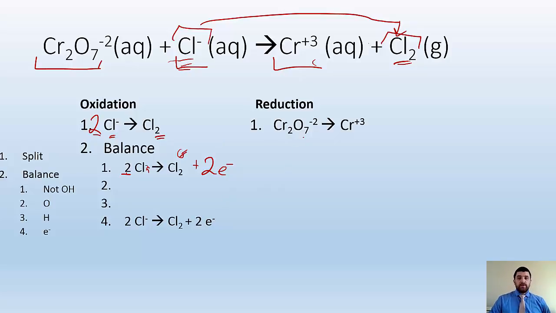All right, so let's take a look at the other half. Well, I start with Cr2O7 minus 2, and I end up with just Cr plus 3. The oxygens disappeared on me. I have the wrong amount of chromiums. I don't know what's going on. So next thing I got to do is I got to start balancing.